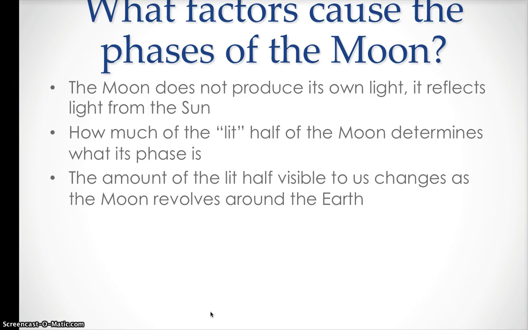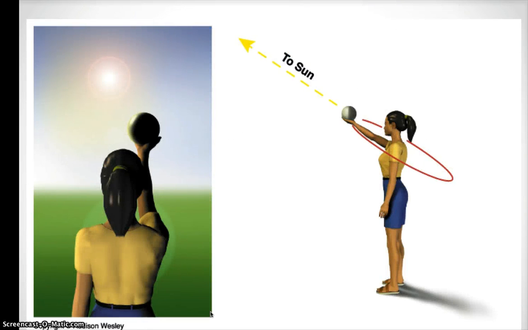So the reason that we only see different portions of it is because the moon is revolving around the Earth while the Earth is revolving as well. So this picture shows us how we could sort of model the phases of the moon.